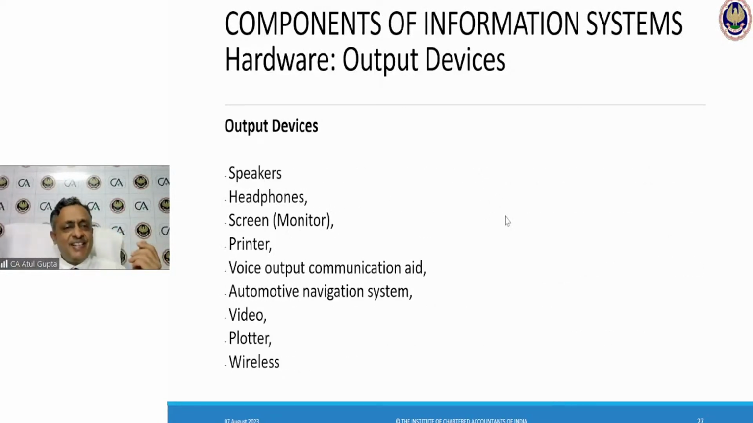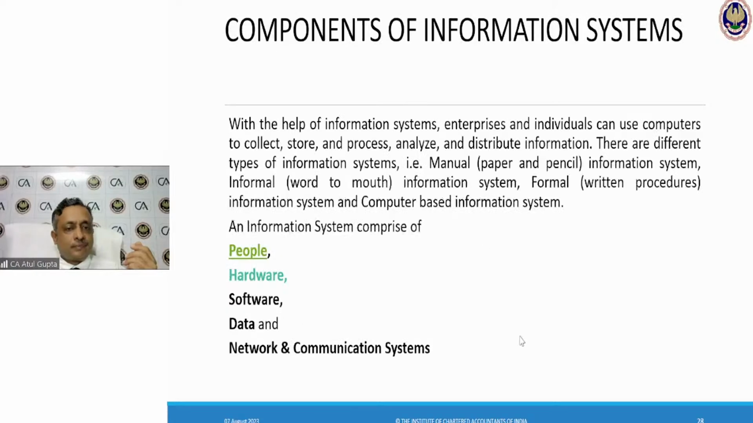Then next is easy. Output devices, this I'm not discussing with you. I'll just run through them fast: speakers, headphones, screens, printers, video output, communication aids, automotive navigation systems, plotters, wireless devices. You can add 10 more. This is an illustrative list. So people, hardware. Now coming to software.